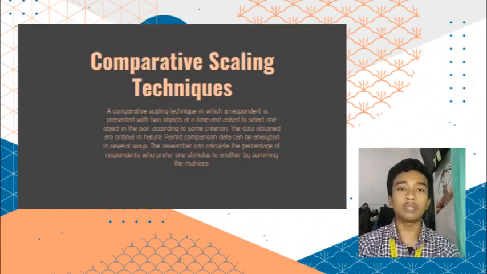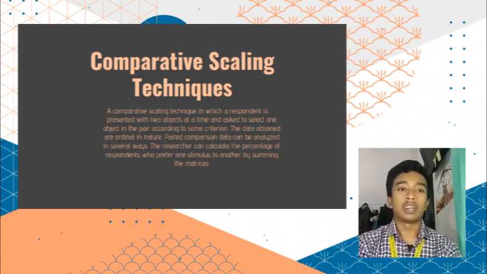Next, a comparative scaling technique. In paired comparison, a respondent is presented with two objects at a time and asked to select one object in the pair according to some criterion.